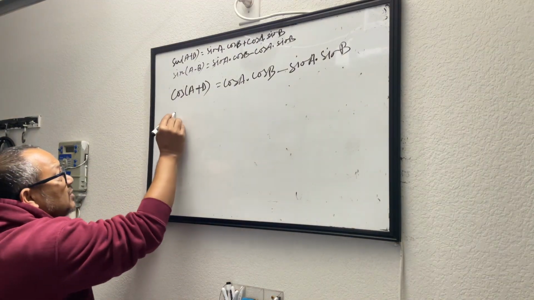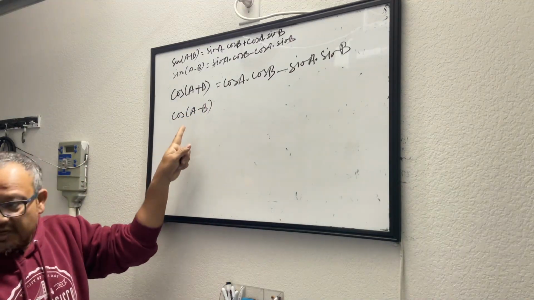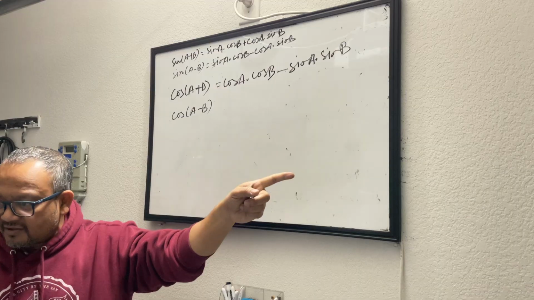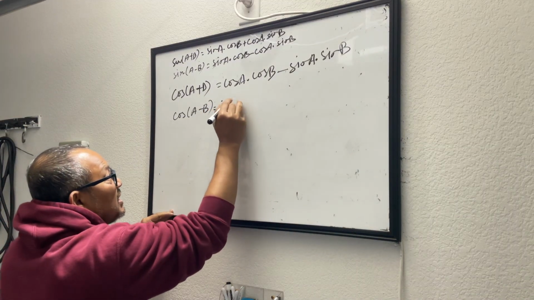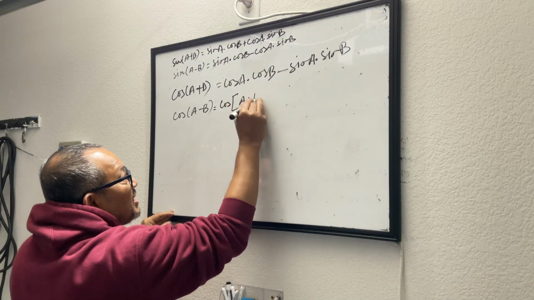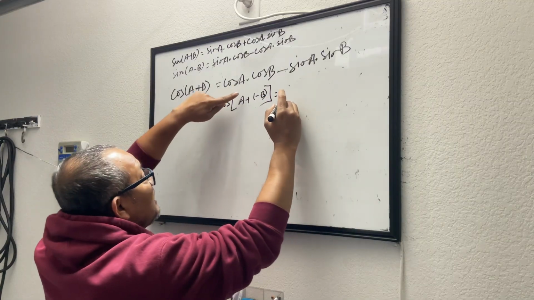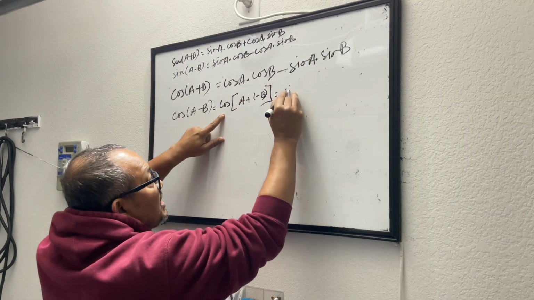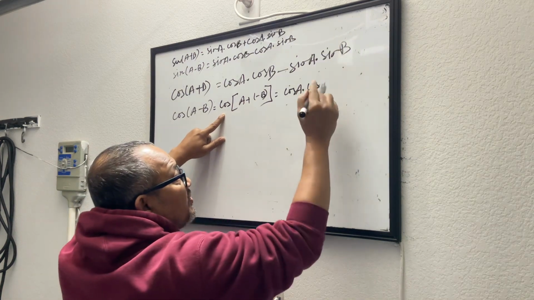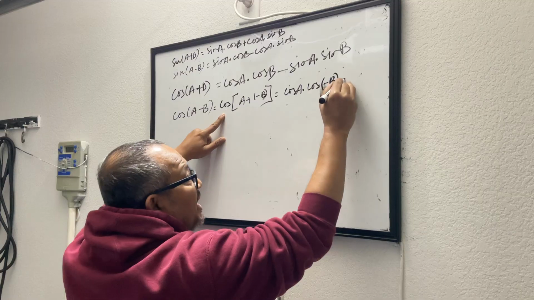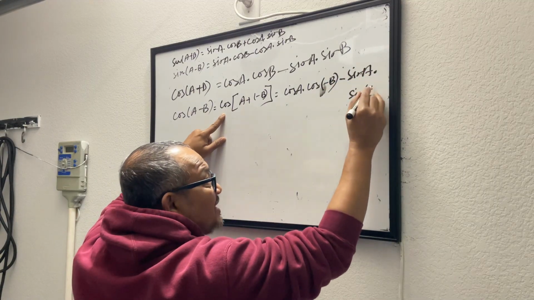Now, what will happen if I am talking about cos of A minus B? Same approach. A minus B is nothing but A plus minus B. So this will be equal to cos of A plus minus B. And hence I will replace every B with a minus B and we see cos of A times cos of minus B, minus sine of A times sine of minus B.